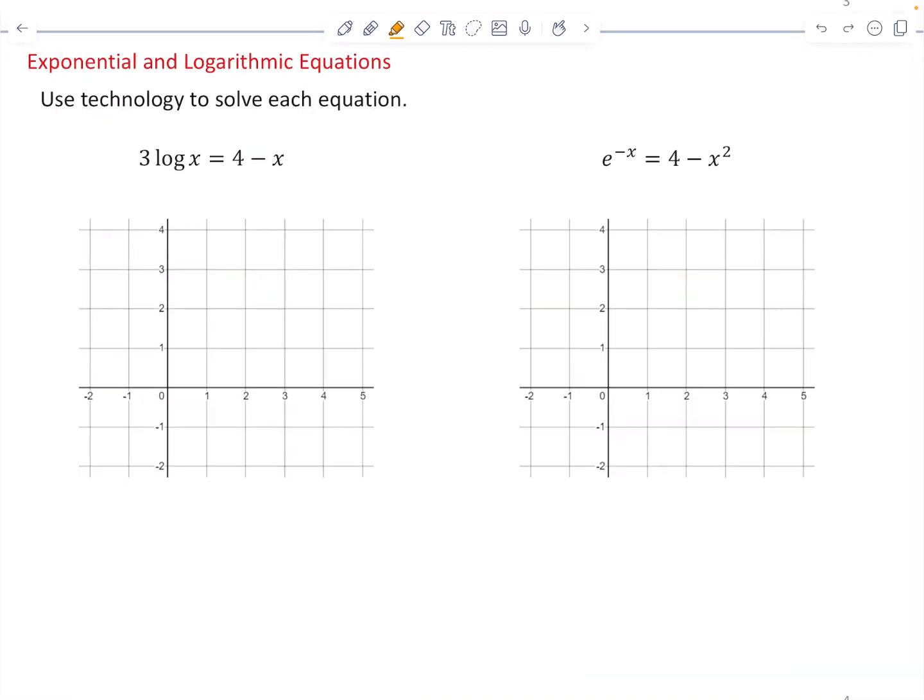Use technology to solve each equation. Now, technology will be necessary in both these cases because here we have x that's an argument of a logarithm and then a free-floating x. It will not be possible to gather the x's in such a way that x can be isolated. So instead, what I will do is solve this equation by graphing each side of the equation as if it was its own function and looking for points of intersection.